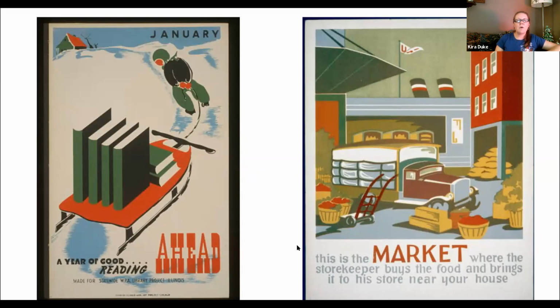And then the one on the right, which I don't remember seeing before, Stacy, when we were talking about it, since maybe it was used years and years ago with some of our TPS products. But this one here is talking about, this is the market where the storekeeper buys the food and brings it to his store near your house. And so this poster is talking about the supply chain, how it is that we're connecting the farmers and their products to the supermarket. And of course, that's really important for people to understand.